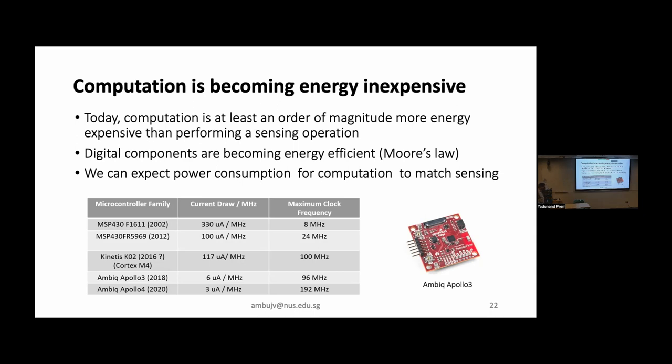If you just look at the current draw, in two decades we have improved by two orders of magnitude. This was a microcontroller that was introduced in 2002, and this is one of the latest microcontrollers from Ambiq. We see almost two orders of magnitude improvement. And the reason is that these digital components are becoming very efficient as they follow Moore's law.